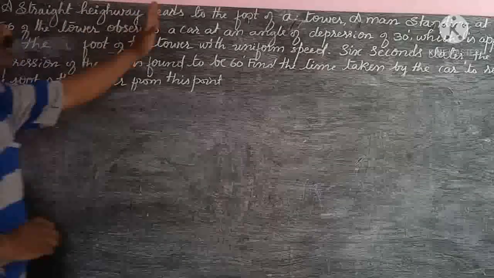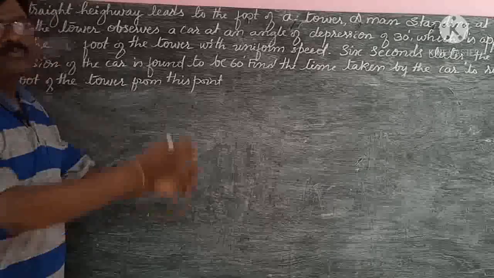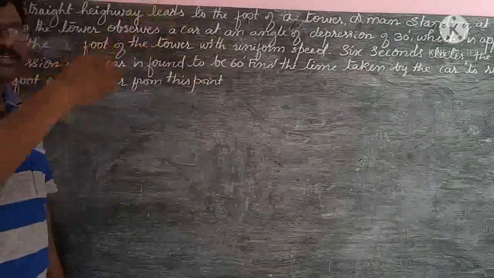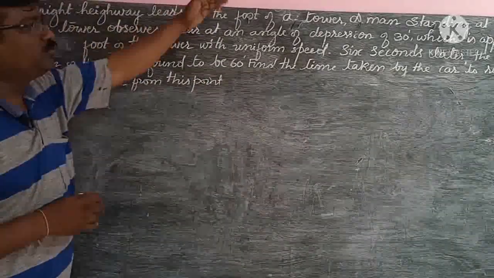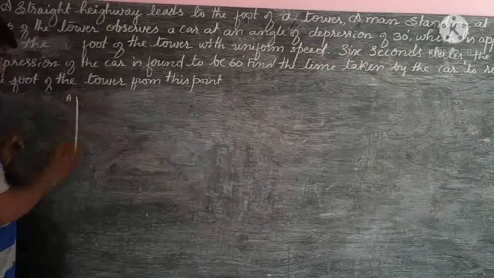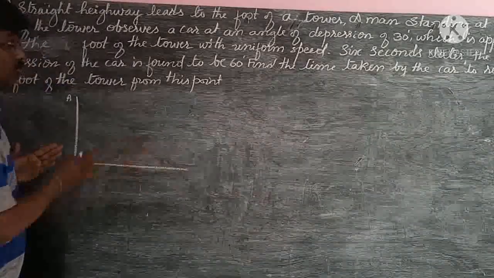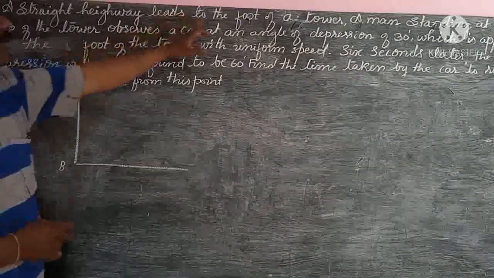A state highway leads to the foot of the tower. State highway leads to the foot of the tower means in front of the tower the state highway is present. Therefore, here we take AB as the foot of the tower, and we consider this as the height. The highway leads to the tower.